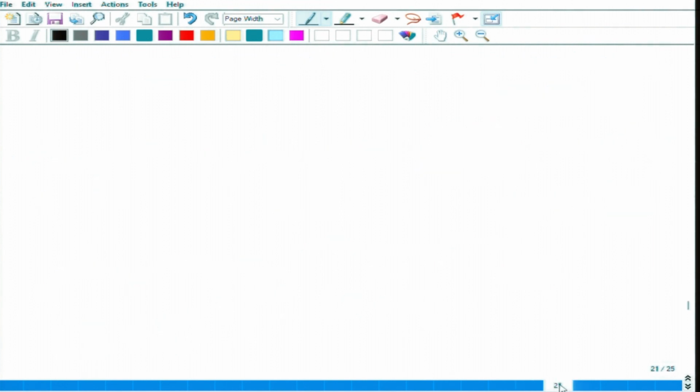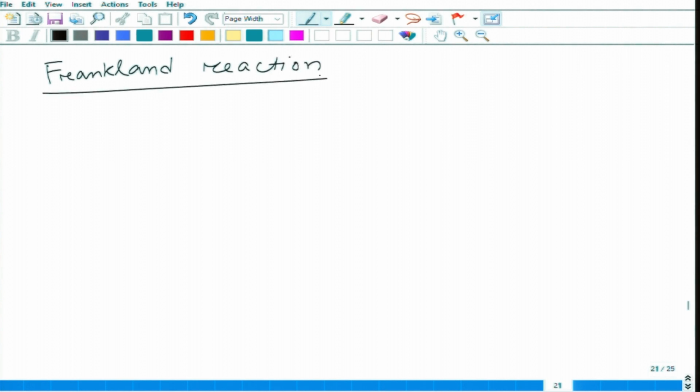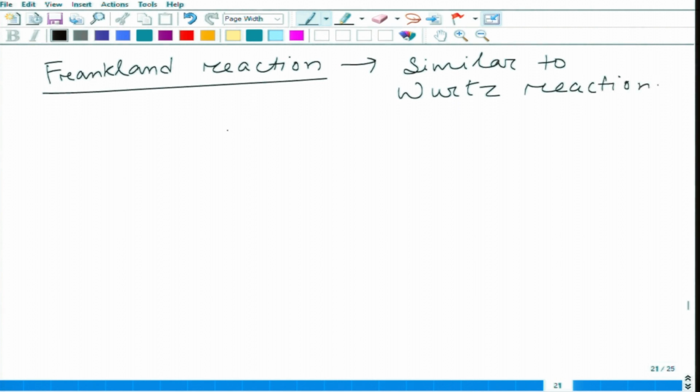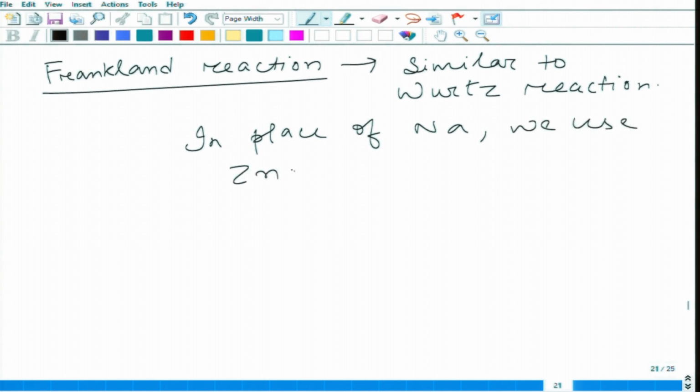Now, similar to Wurtz reaction, another reaction is there which is known as the Frankland reaction. Okay. It is totally similar to Wurtz reaction. The mechanism, reaction, products, everything are similar, just in place of sodium we use zinc here. Okay. Otherwise, it is all the same.